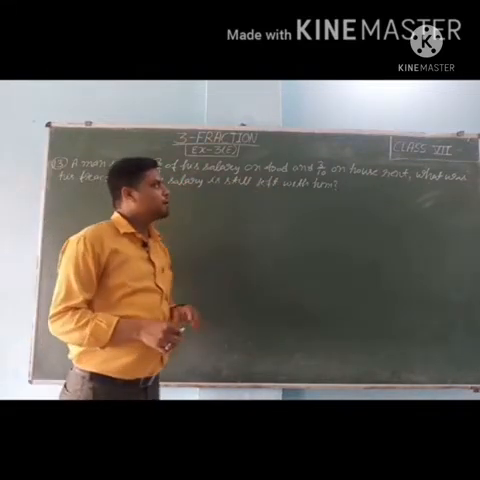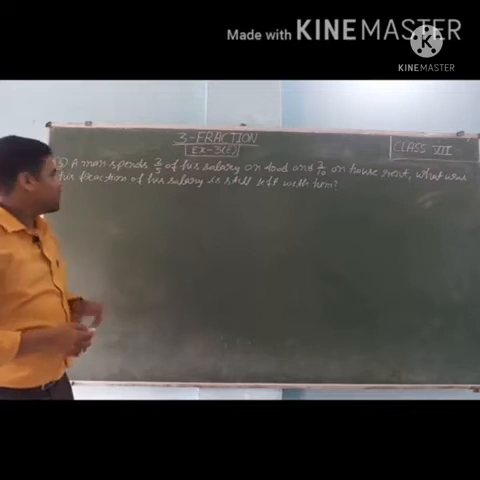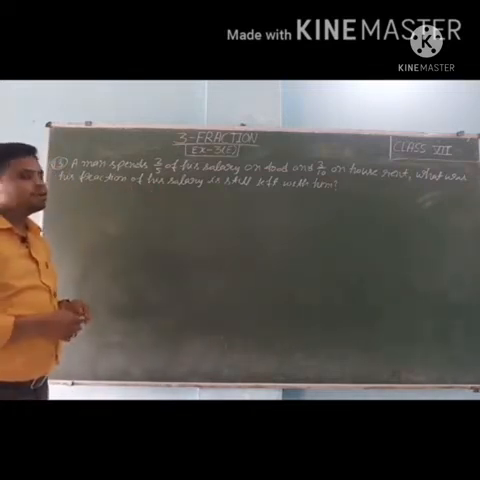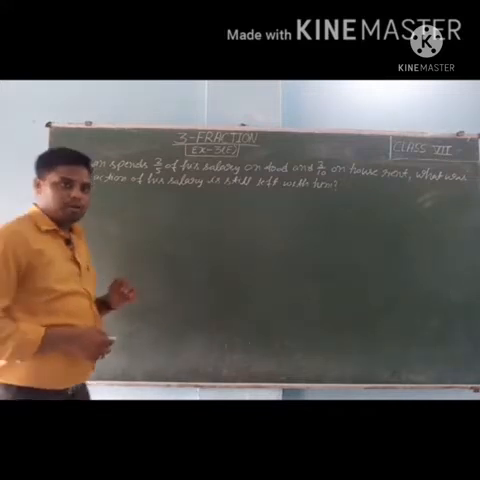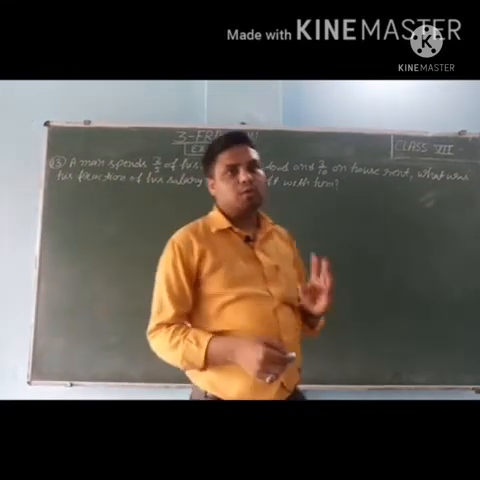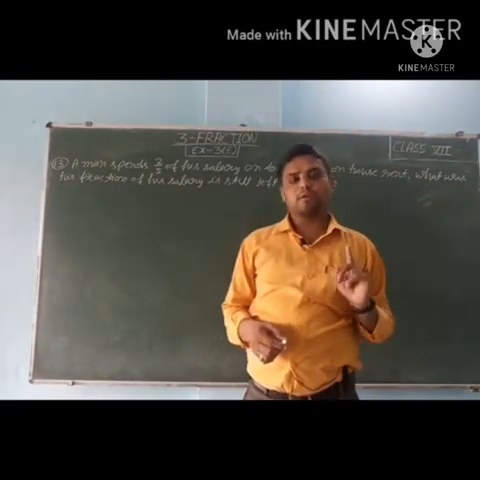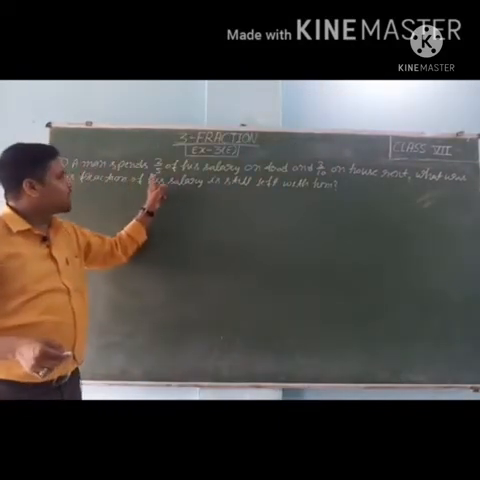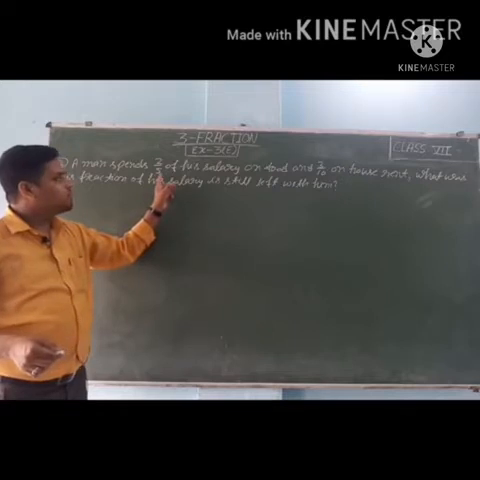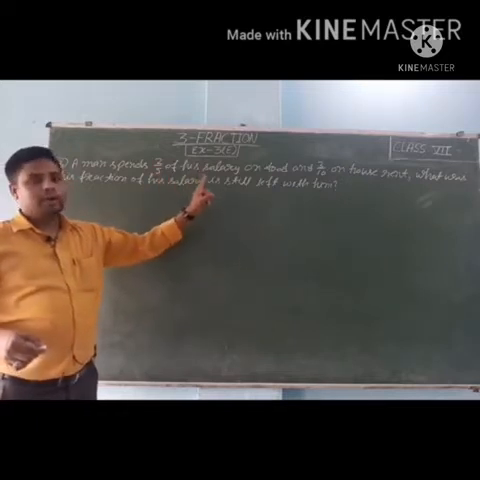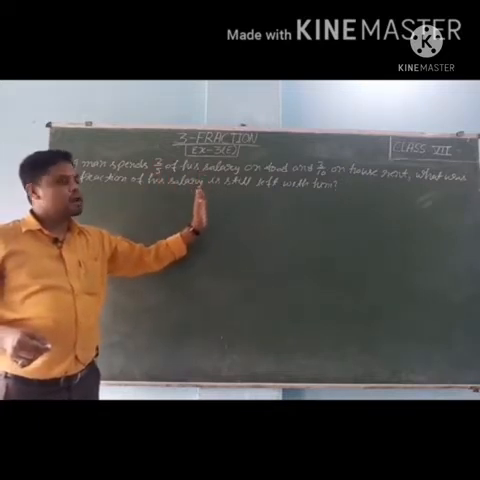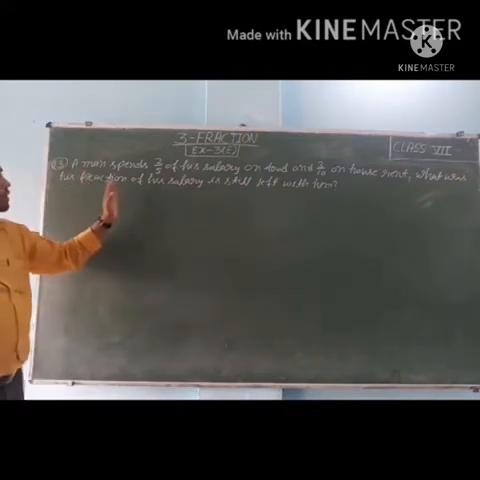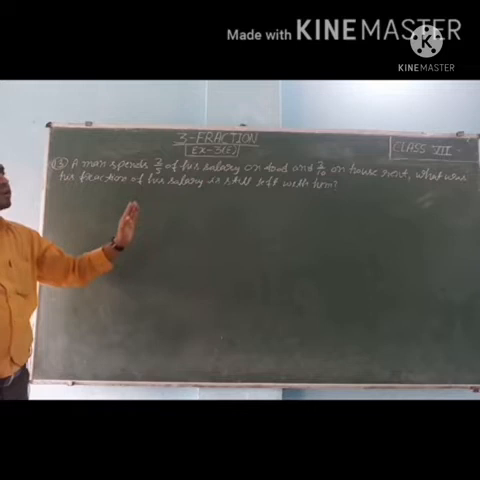Now students, 13th sum: a man spends 2 upon 5 of his salary on food and 3 upon 10 on house rent. What fraction of his salary is still left with him? For your information, total fraction is 1. So out of 1, 2 upon 5 is spent on food and 3 upon 10 on house rent. So what fraction of his salary is still left with him?